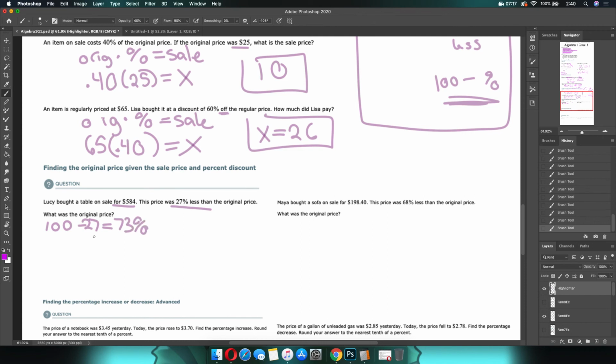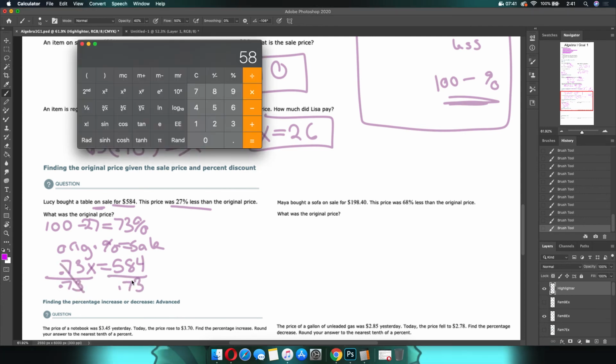All right, it's on sale, so the sale price, so it's original times percent equals sale. And so original is what we don't know, but the sale price is $5.84. So we are dividing by 0.73. So what is 584 divided by 0.73? 800.